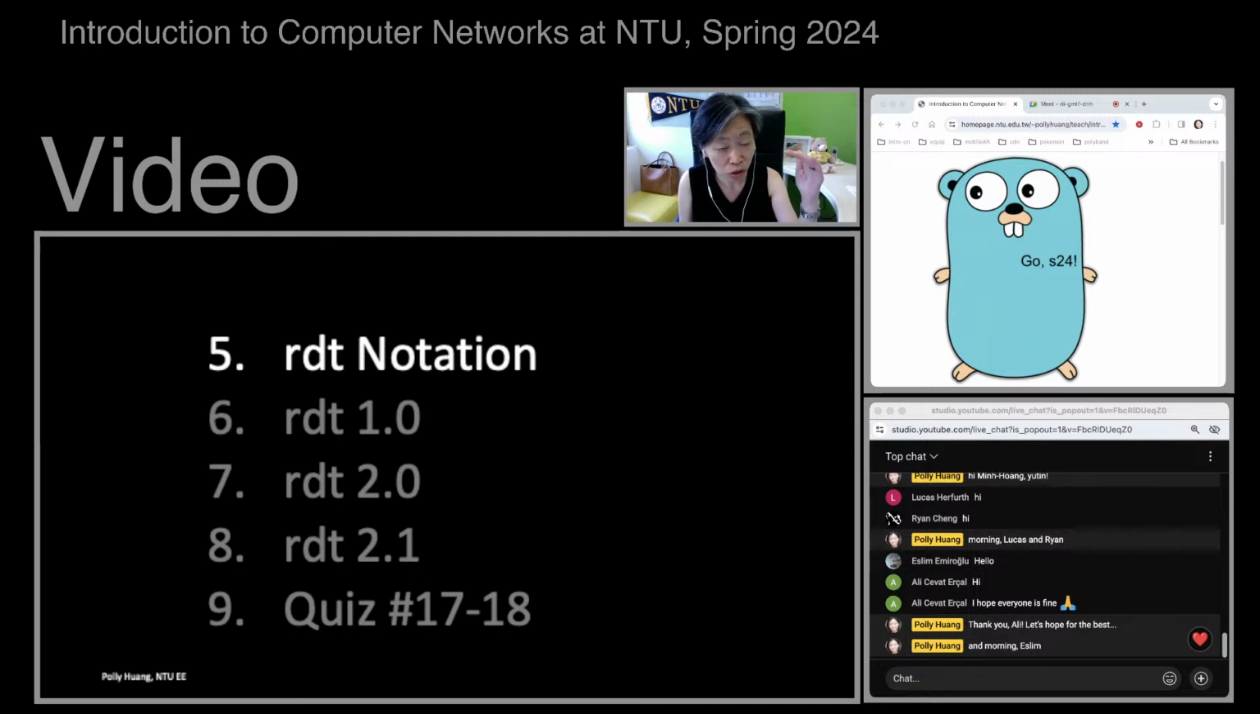So next will be generation 1, generation 2, and next week we'll go all the way to generation 3 and pipelined RDT. All right, so this is a big heads up for RDT. In this video, the overview covers an important problem and the basic notations.